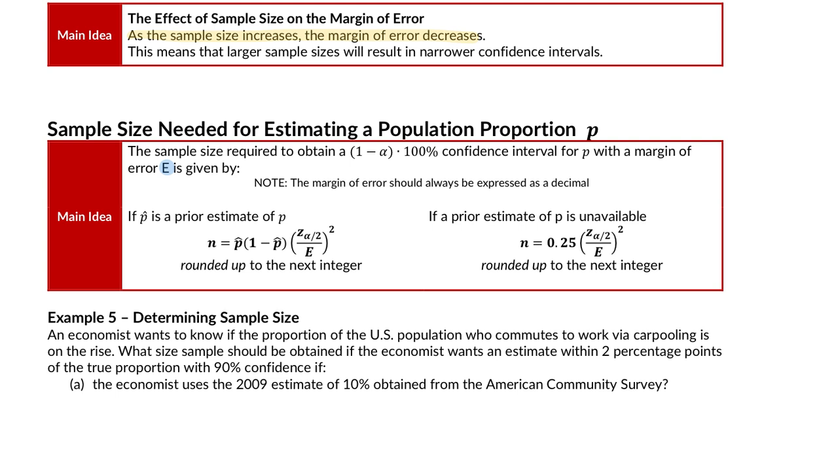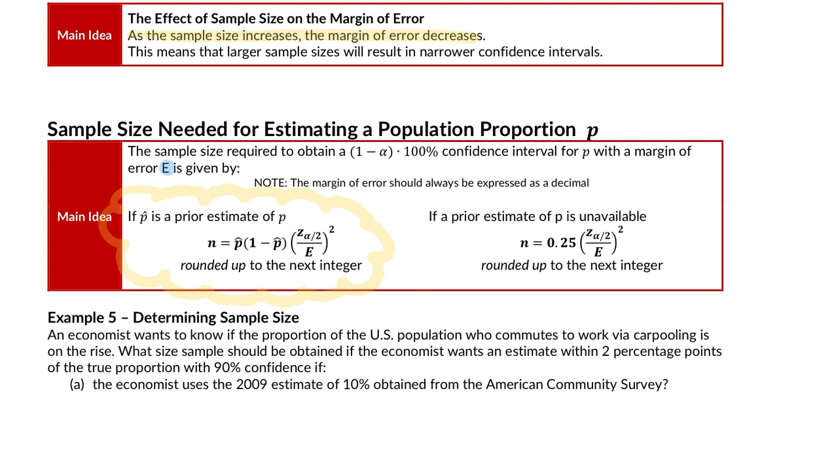If P hat is a known prior estimate, so if we know P hat, we use this one, which says N is equal to P hat times 1 minus P hat multiplied by Z, your critical value, Z sub alpha divided by 2, over the error squared. This is just that other formula solved for N, by the way. We'll multiply by E, or divide by E. Oh my gosh, you get it.